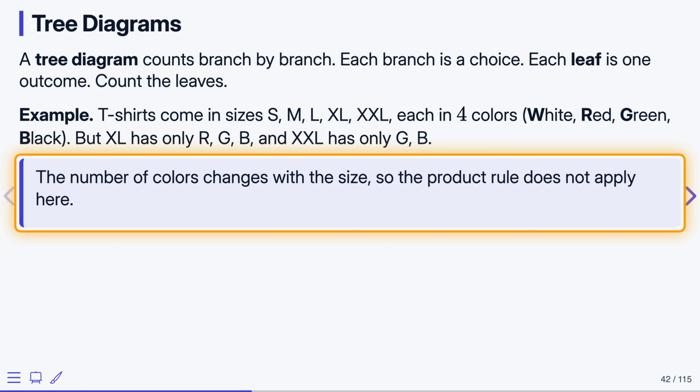Those exceptions matter. The product rule needs the same number of choices at every branch, and here the number of colors changes from size to size. So we draw the tree instead.